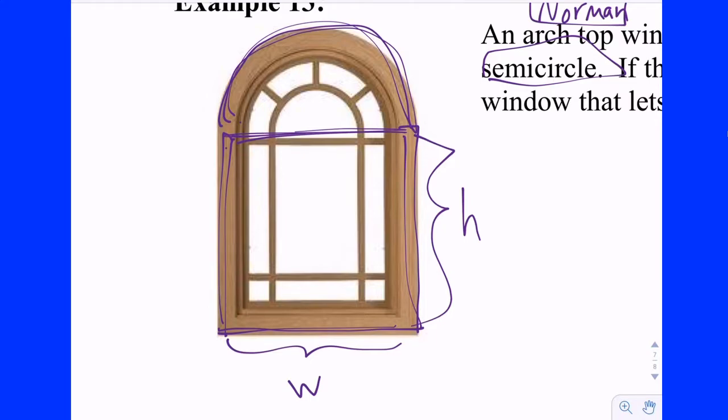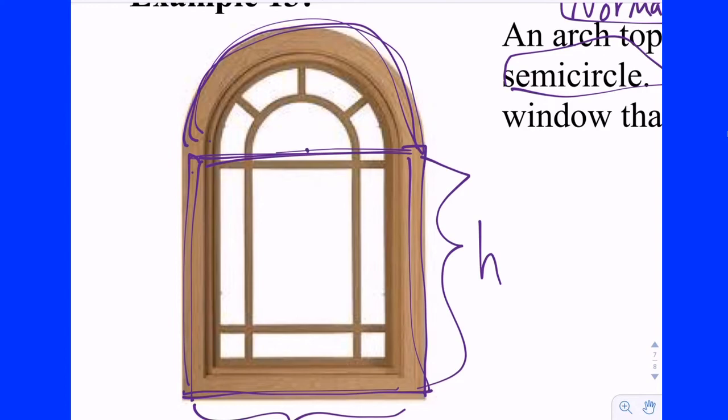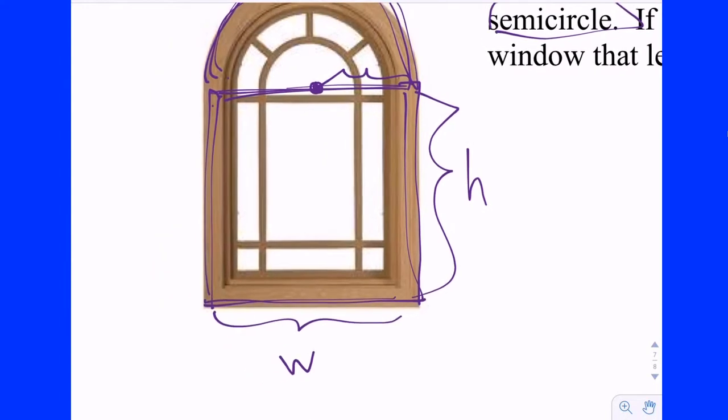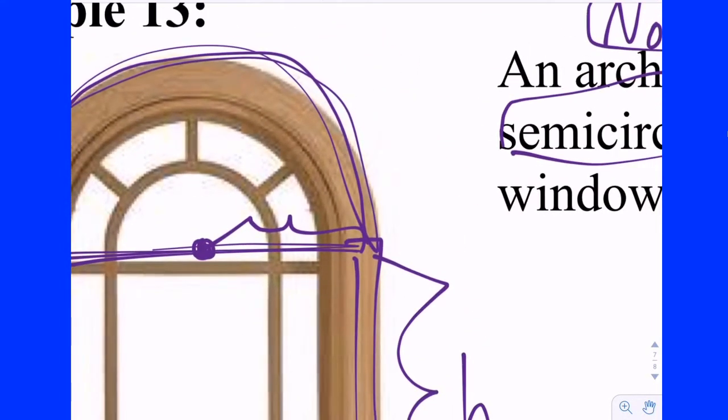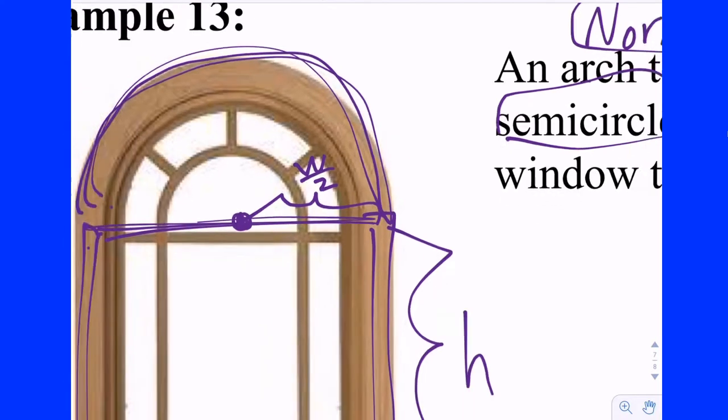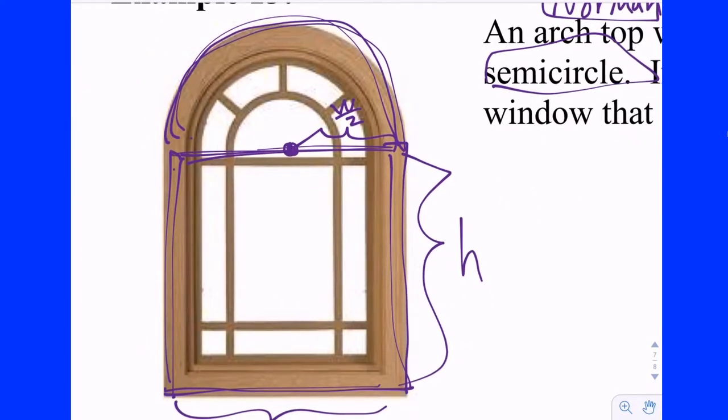What is the important dimension in a circle? The radius, okay? So if you draw a dot here in the middle of the window, this could be the radius. Now, if you've already called the window W, then you would have to call this W halves, right? And I'm already not liking that because now I have a fraction.